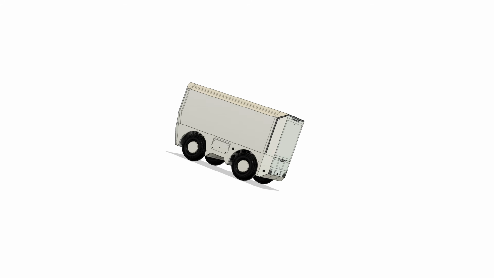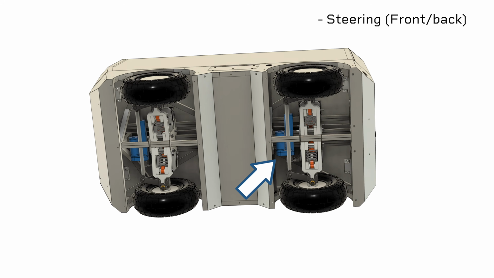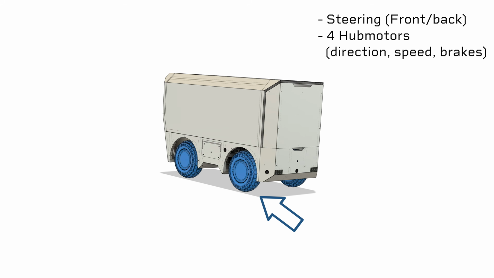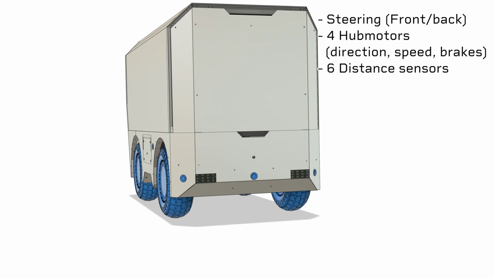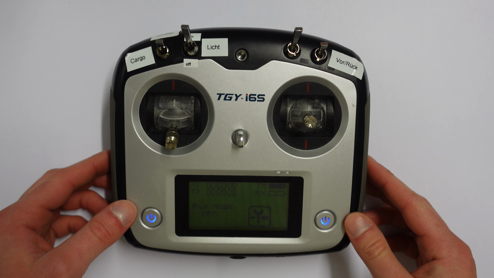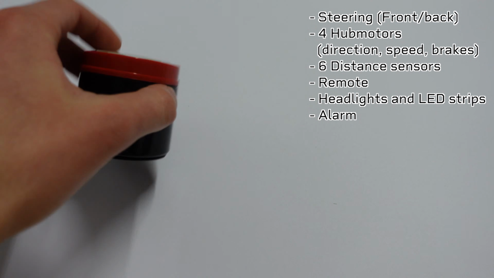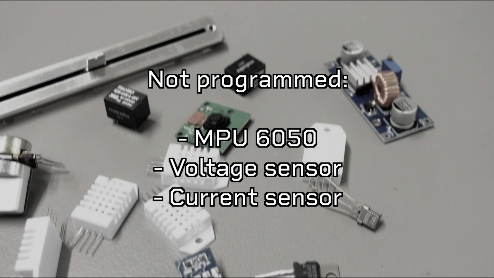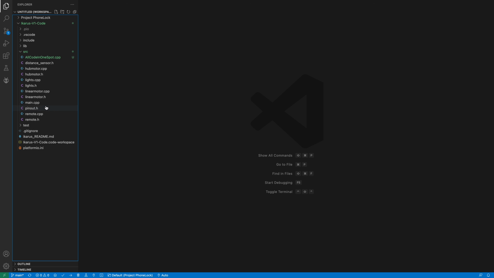Back to the shuttle. What are the key concepts that need to be controlled? We have the steering in the front and back, which basically consists of 2 linear motors. We have 4 hub motors which have parameters such as the direction, the speed, the brakes, and we also have the 6 distance sensors which need to fetch some data. There is the remote, which has a maximum of 10 channels. Also, there are the headlights in the front, the 3 LED strips, and the alarm. There are also some other sensors such as the MPU, the voltage, and the current sensors, which weren't programmed at all. And that's it! Let's start with the main.cpp file.